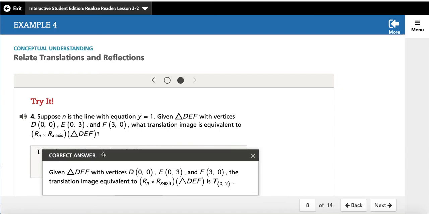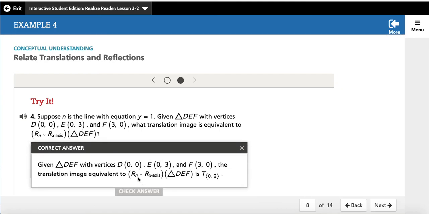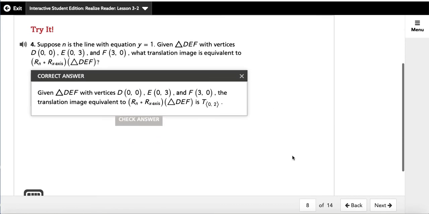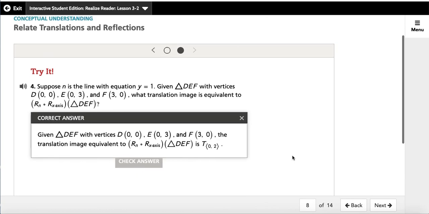They didn't write down where they ended up, but a double reflection across the line y equals 1 and the x-axis does end up being a gain of 2 in the y direction. Okay, I don't know if that was enough to explain this section, but that's the end of the example.